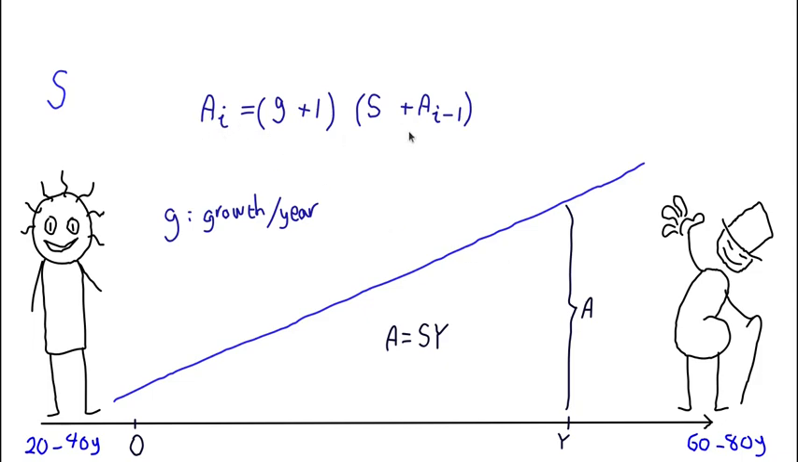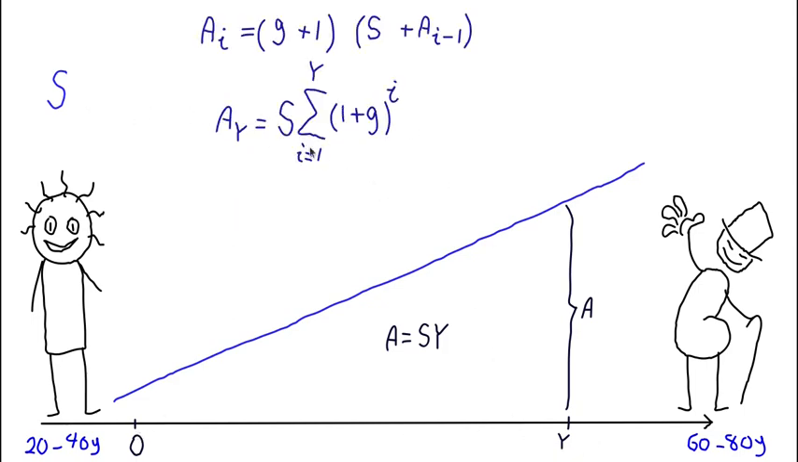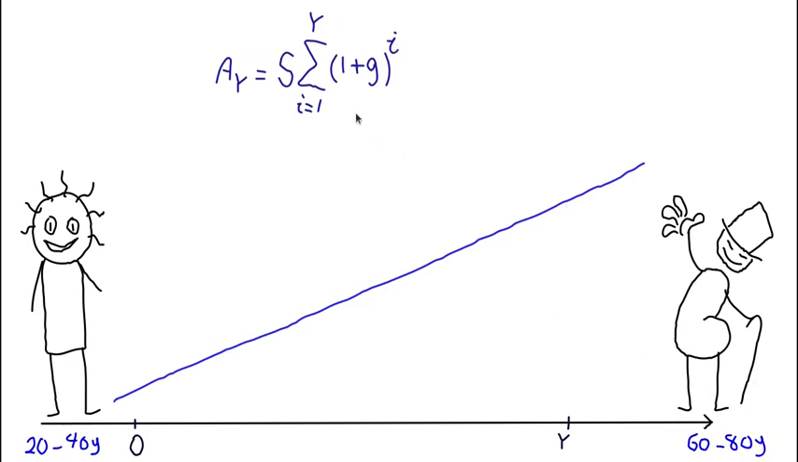And if we consider this formula for all the years, so we go from I equals 0 to I equals Y, we will have this formula. So it is the sum of all of these 1 plus growth rates to the power of I. And there is a solution for this formula. We can now consider a few scenarios as well.